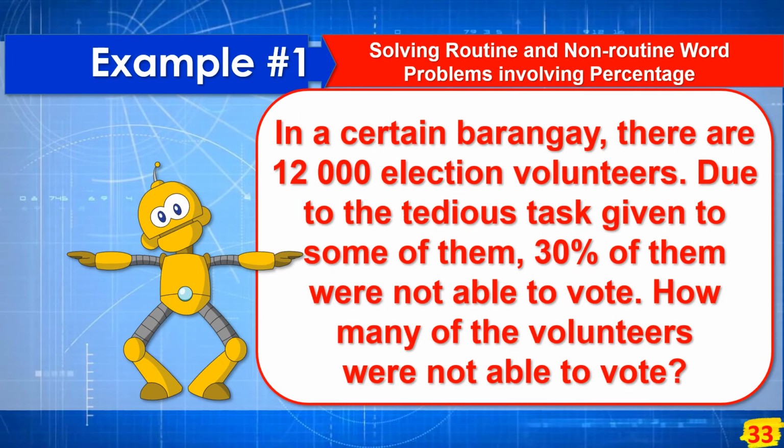Now, let's apply these rules. Going back to our problem, which is an example of a routine problem, let's analyze and then solve. I will guide you through. Let us read the word problem again. In a certain barangay, there are 12,000 election volunteers. Due to the tedious task given to some of them, 30% of them were not able to vote. How many of the volunteers were not able to vote?